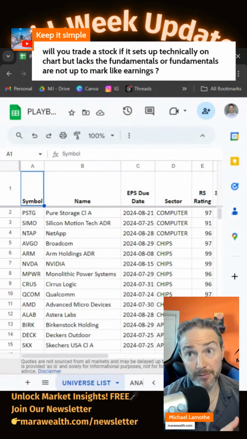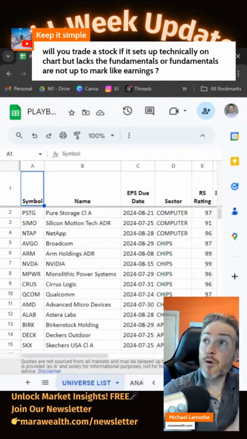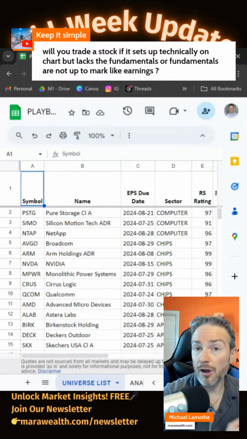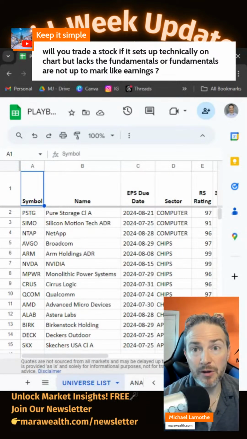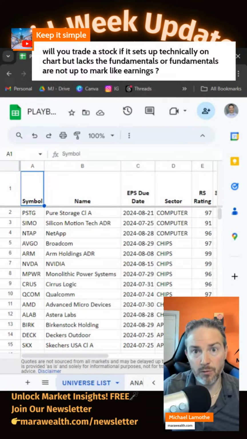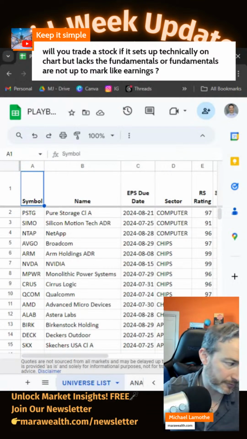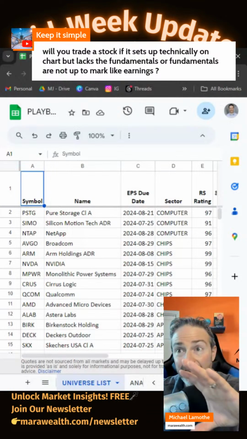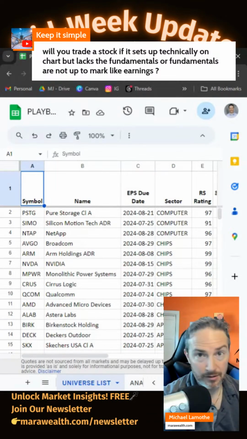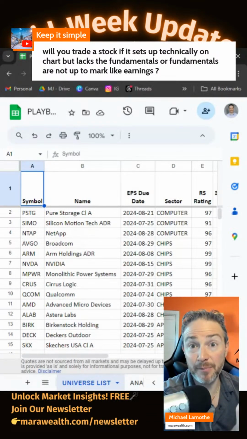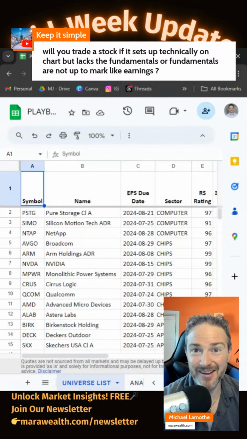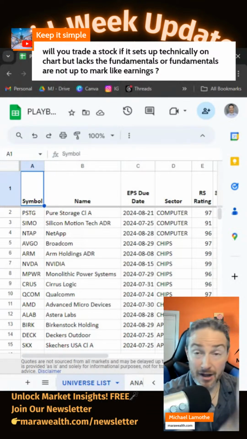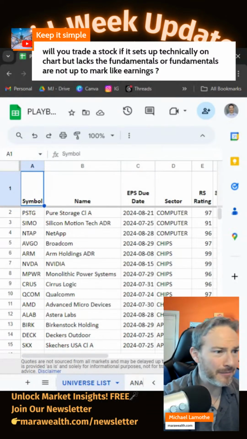Once they pass the fundamental screens, then I'll go through this list and see which ones are setting up in one of those patterns that we were looking at earlier with the cup with handle, flat base, etc. I'll take that subset and I'll call it a setups list, right? Stocks that are setting up this week. Then I'll go through that list.